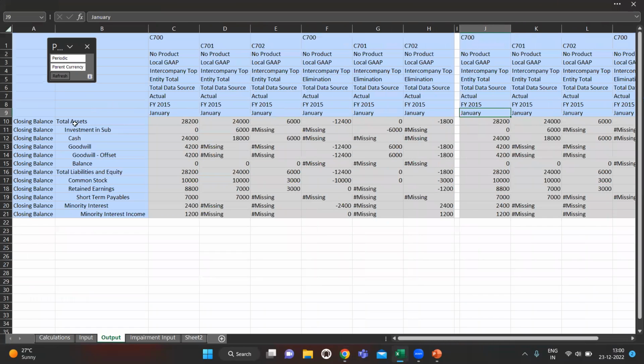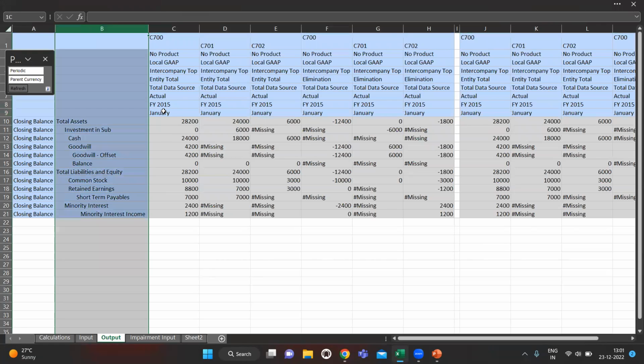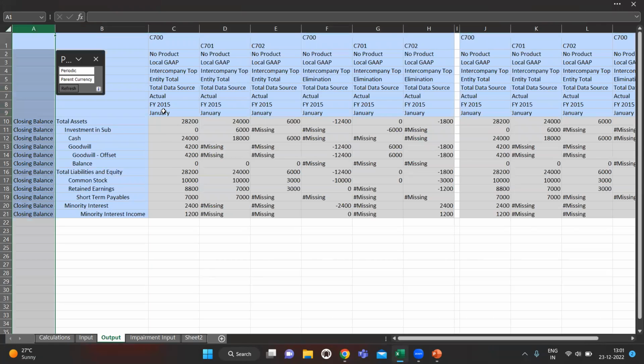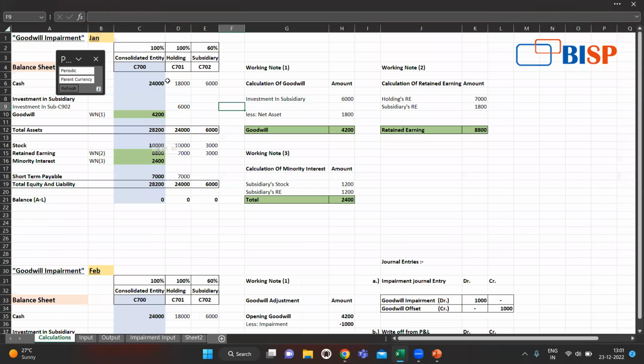Okay, so we are in January period. Okay, and here you can see the POV, and here are the accounts, and we are seeing the movement at closing balance. Okay, so let's see the cash figure. So it is coming as 24,000. You can see in our balance sheet, which we have prepared, and goodwill will come to 4,200.